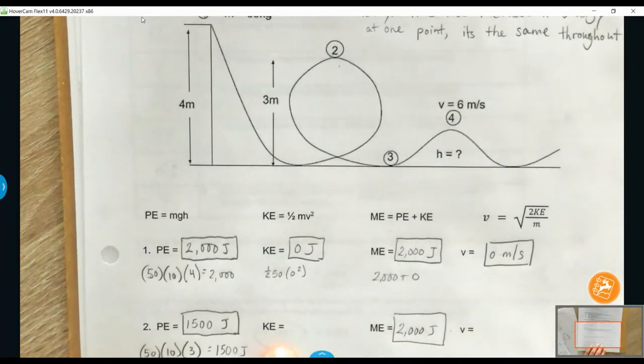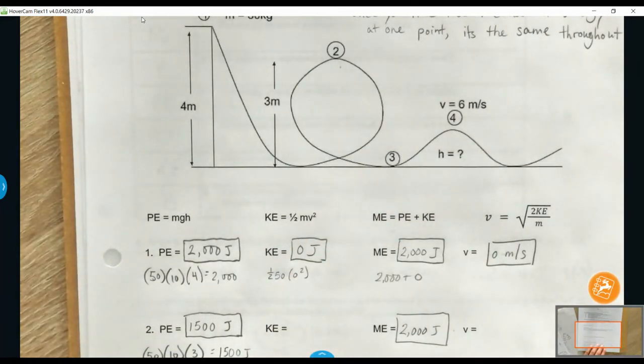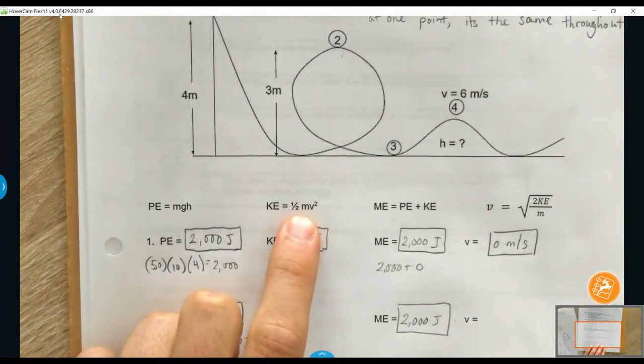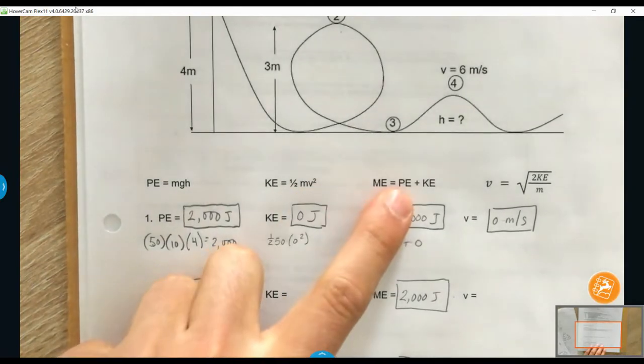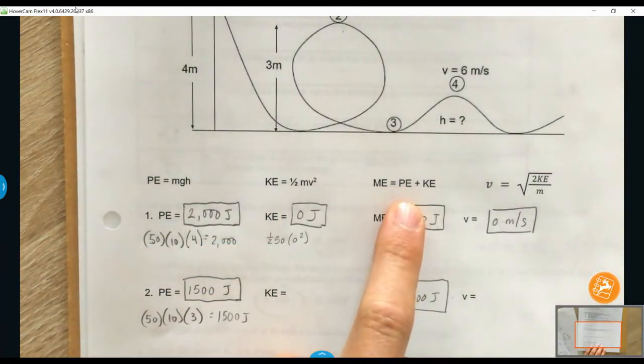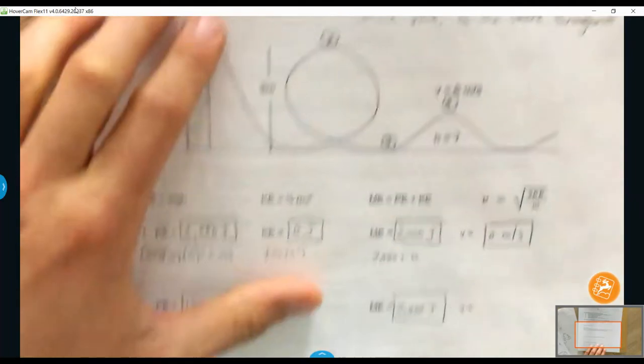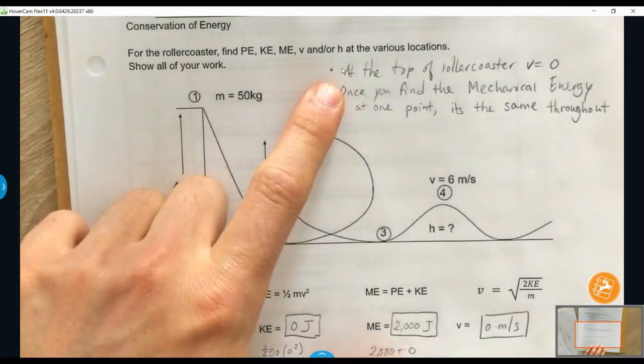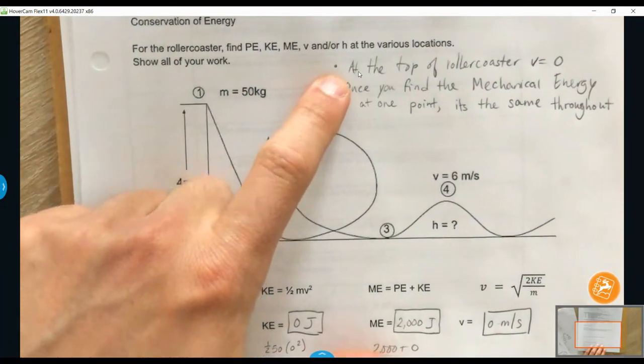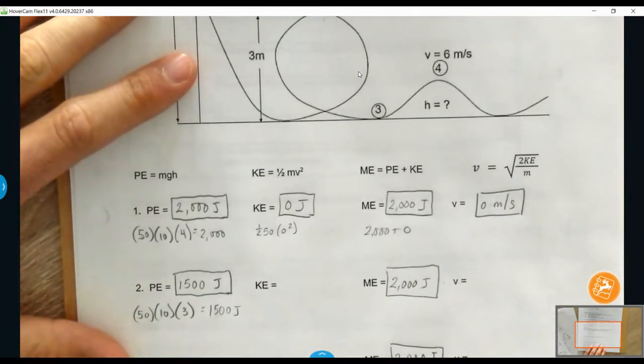Now, we have to try and figure that out, but they didn't give us a velocity. We still know the mass is 50, but we don't have v. So if you look at this, though, I basically said that at the top, for these kinds of problems, the speed of the roller coaster is 0.